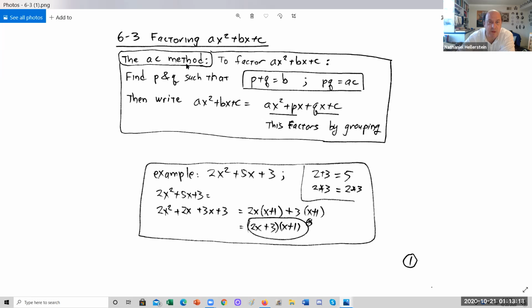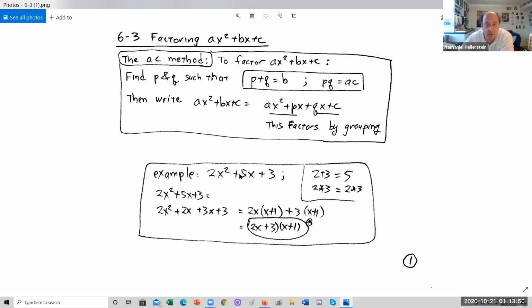Here's something called the AC method, which is similar, where you factor this by finding p and q whose sum is b as before, and p times q is now a times c rather than just c. Once you find two such numbers, p and q, basically by searching amongst the factors of AC for ones which sum up to b, then you write ax squared plus bx plus c by rewriting this term bx as px plus qx. Then these four terms will factor by grouping.